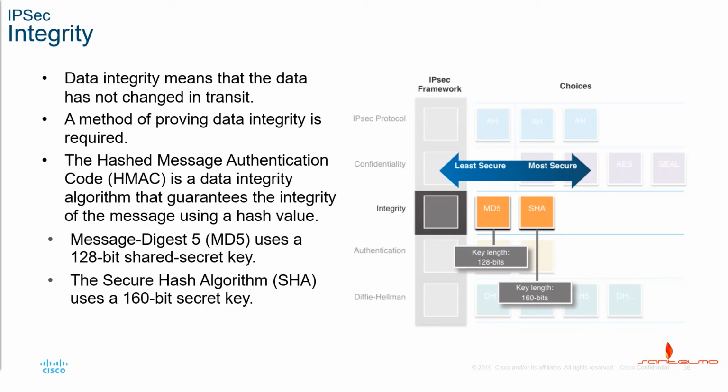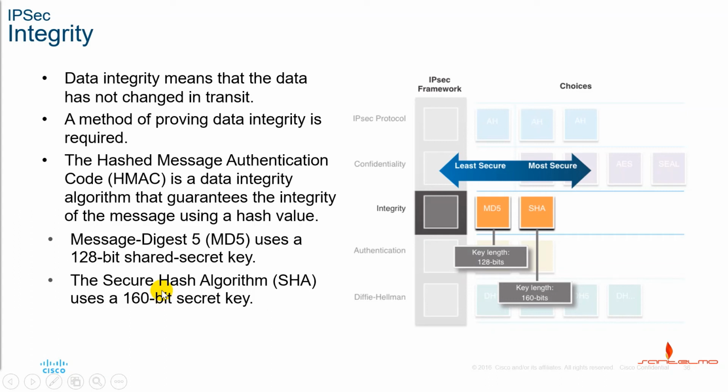Okay? So the hash message authentication code, or HMAC, is a data integrity algorithm that guarantees the integrity of the message using the hash value. So it could be an MD5, which uses a 128-bit shared secret key, or the SHA, which uses a 160-bit secret key.